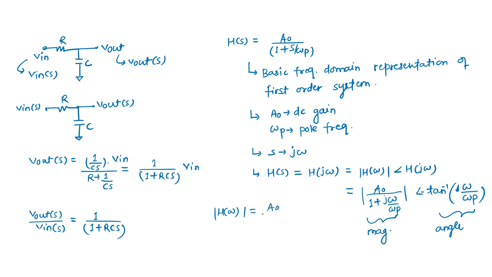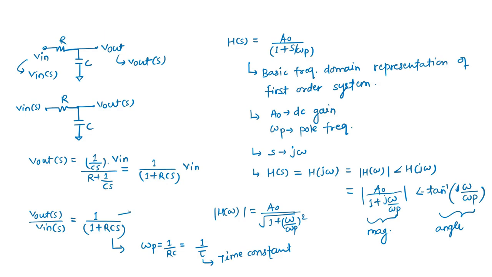Magnitude is A naught divided by 1 plus omega by omega p, whole square. Okay, this is the magnitude. So what I can see, if I compare this with H of s, what is my omega p? My omega p is 1 upon RC, which I also call 1 upon tau, and tau is the time constant. Why I'm discussing all this, you will understand sooner. Okay, time constant.